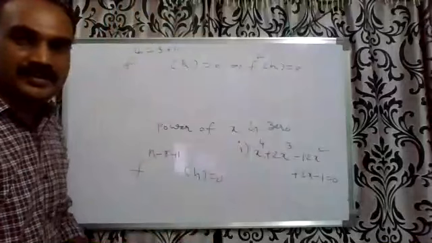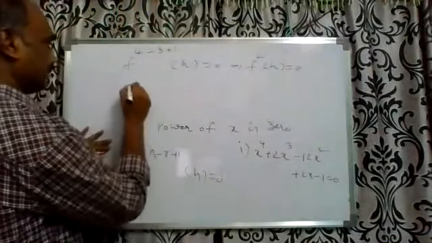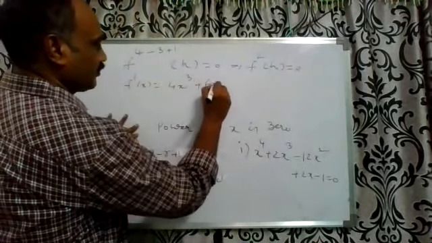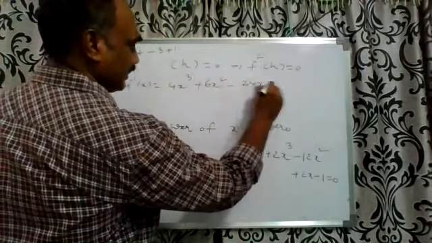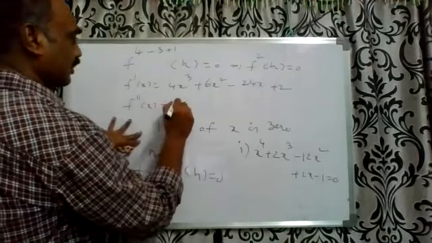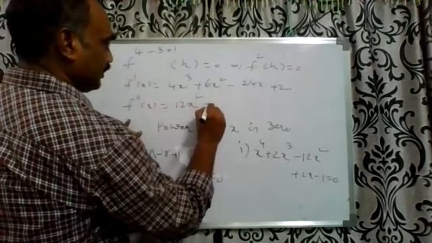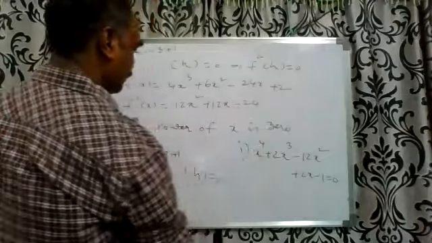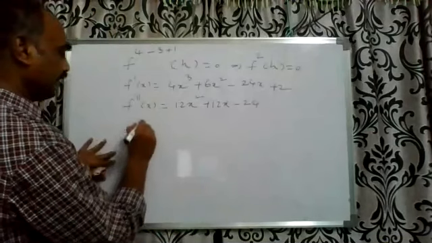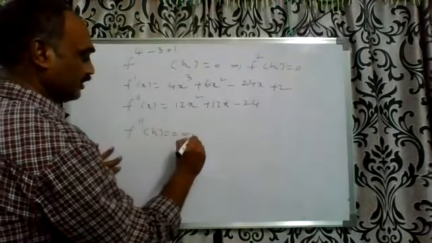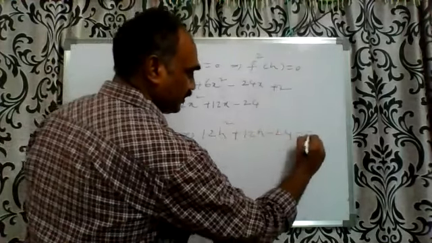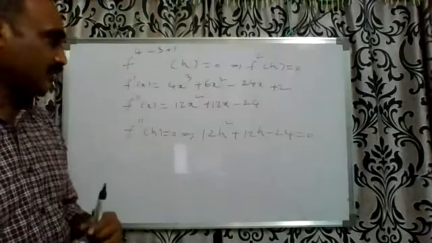So second derivative of h is equal to 0. First derivative is f dash x is equal to 4x cube plus 6x square minus 24x plus 2. So second derivative is equal to 12x square plus 12x minus 24. So f double dash of h is equal to 0 implies 12h square plus 12h minus 24 is equal to 0.